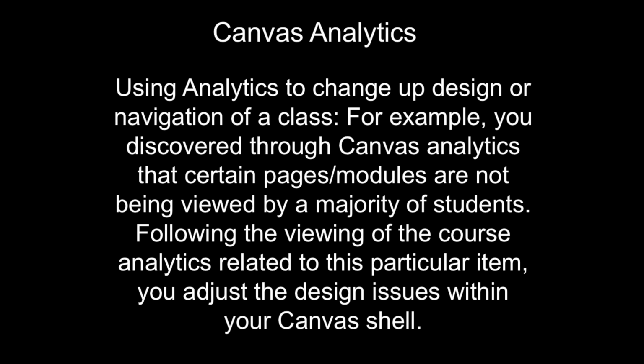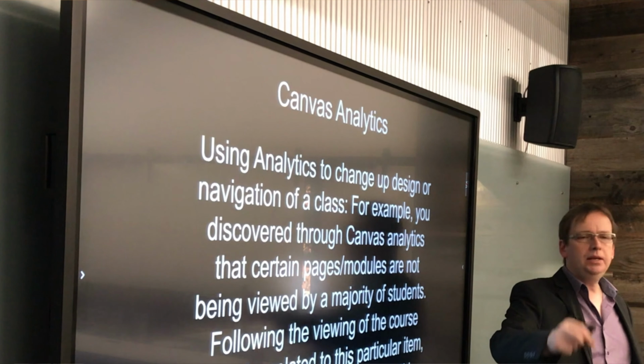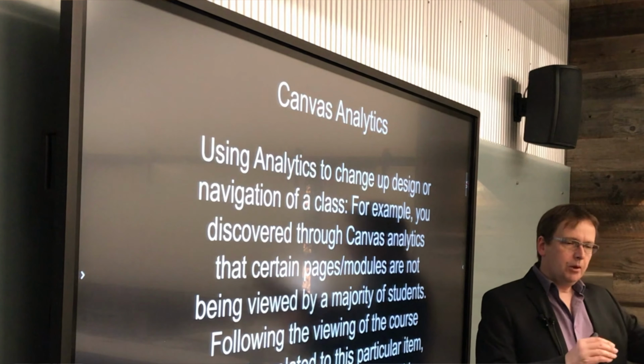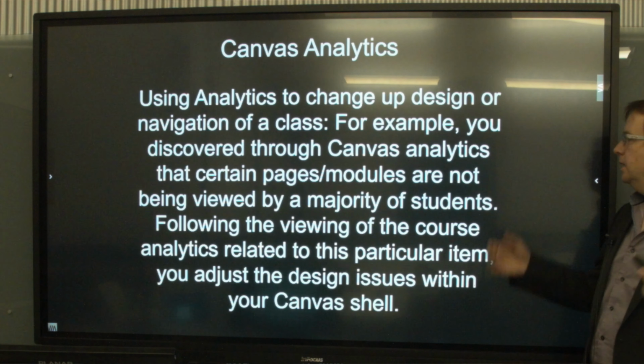What I would suggest to you is that you can use analytics to change up the design or navigation of your class. For example, you discovered through Canvas Analytics that certain pages or modules are not being viewed by a majority of students. Following the viewing of the course analytics related to this particular item, you then adjusted the design issues within your Canvas shell. So I go on my analytics and I discover only 10% of my students have viewed my syllabus. What I'm going to do next quarter, or even this quarter, is maybe an announcement or a video or a more prominent page or module that really emphasizes to the students you have to view the syllabus, you have to accept it, if you have a quiz based on the syllabus or whatever.